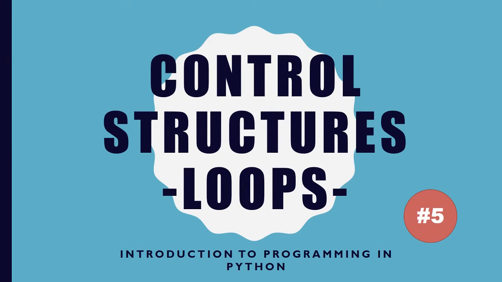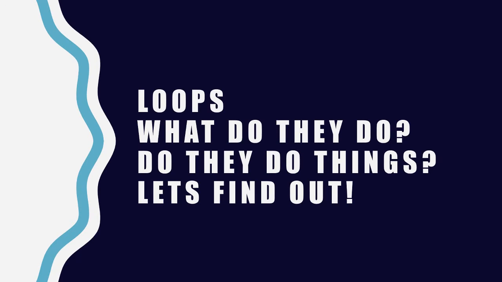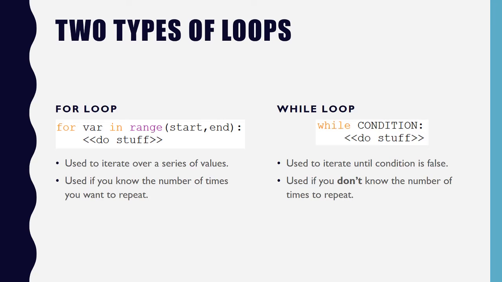In this video we're talking about loops. What do they do? Do they do things? Let's find out. In Python there are two main types of loops. Both are used to iterate over some code.